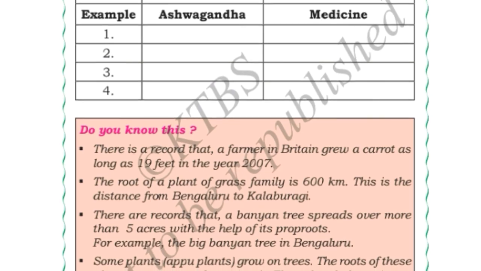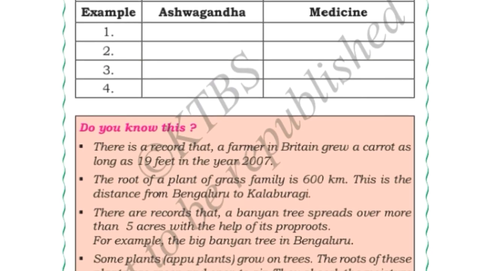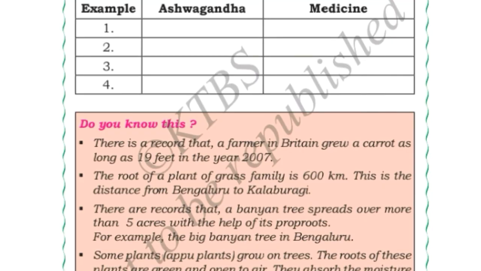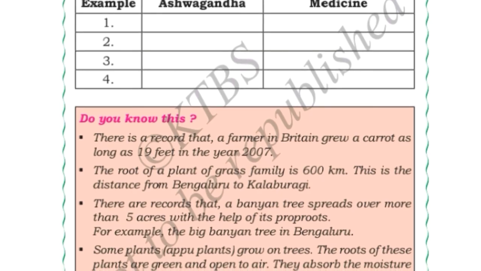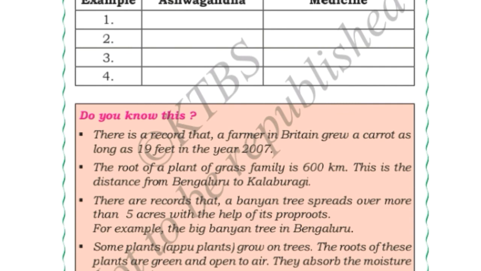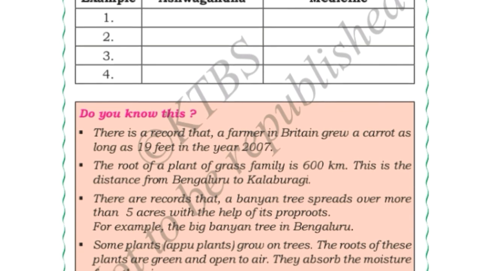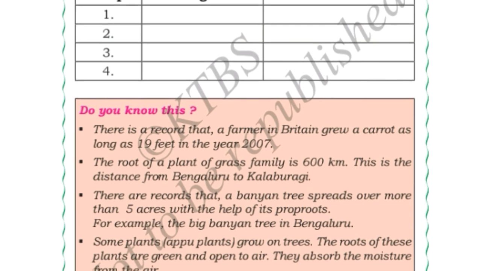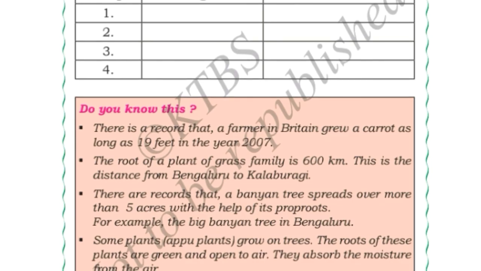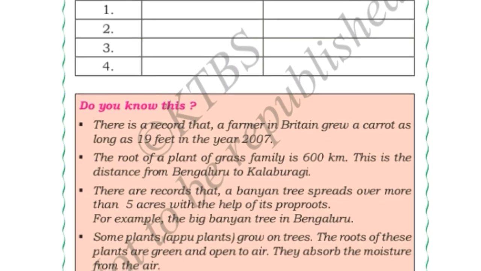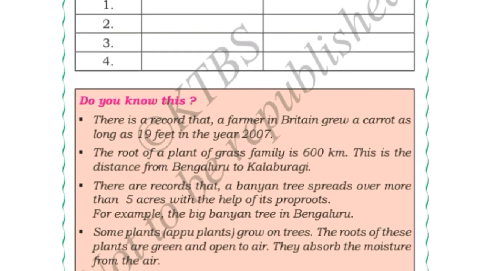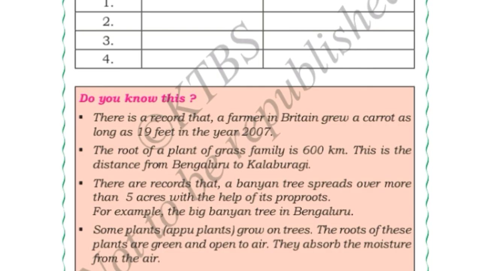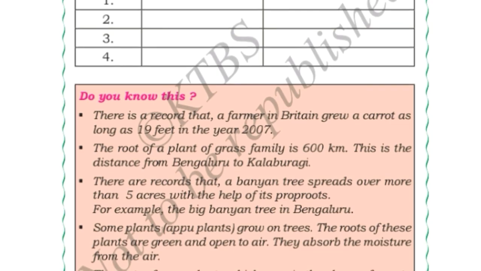Oh, you see here, the root of a plant of a grass is about 600 kilometers. Okay, next one. There are records that a banyan tree spreads over more than 5 acres with the help of its prop roots. Oh, do you know which is the biggest tree? This banyan tree is the biggest tree which spreads over 5 acres with its roots. Okay, some plants such as orchids grow on trees. The roots of these plants are green and open to air. They absorb the moisture from the air.